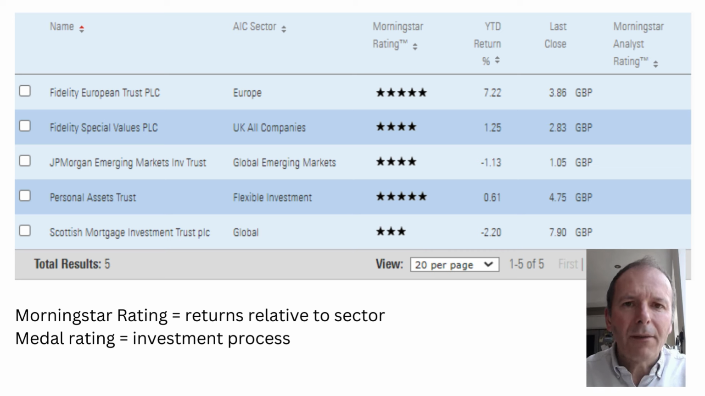Morningstar gives funds a medal rating relative to their investment process and how rigorous and consistent they are at selecting companies. And then it also gives them a star rating, which is the performance relative to other funds in the sector. These are the gold medal rated investment trusts, and they're not necessarily ones that I would really buy myself, apart from the top one, the Fidelity European Trust, which has a pretty good long-term record.